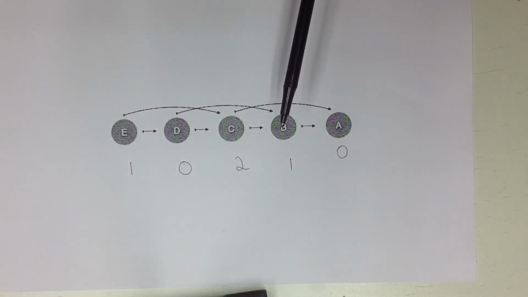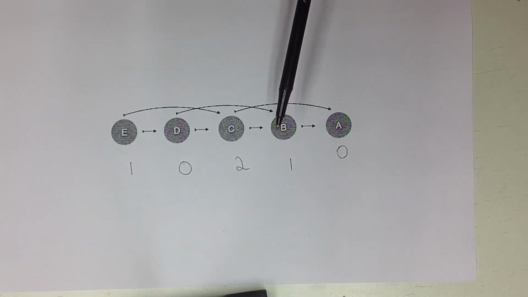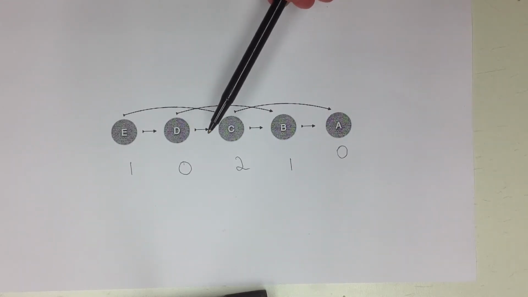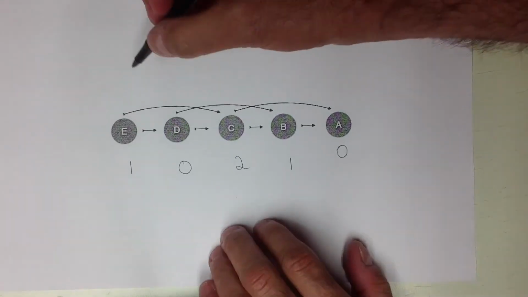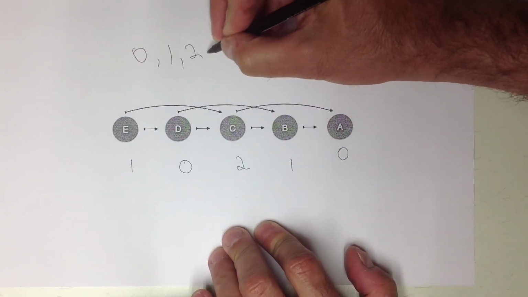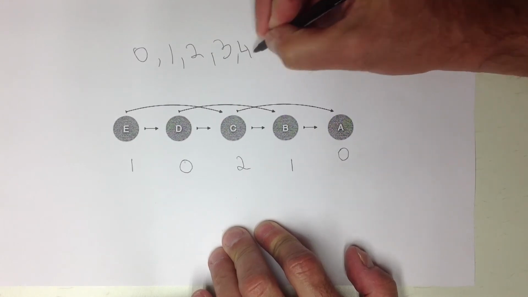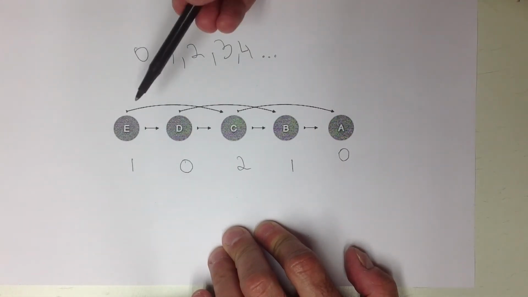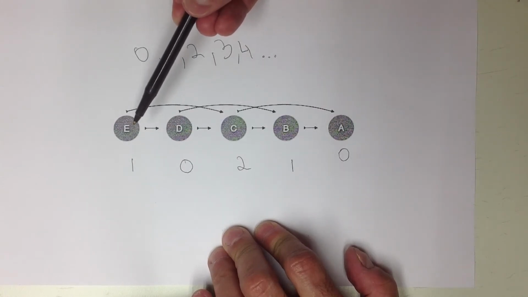D points to B, which is 1, and C, which is 2. And the first natural number in the list of natural numbers, 0, 1, 2, 3, is 0. Let's write the natural numbers up here, 0, 1, 2, 3, and so on. So if D points to 1 and 2, then 0 is left out.